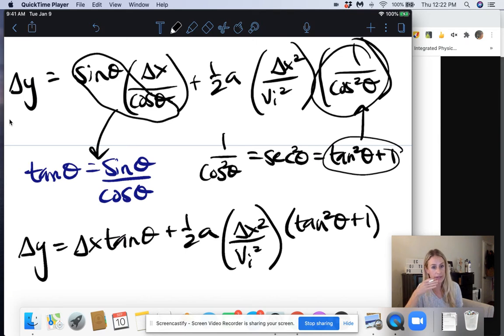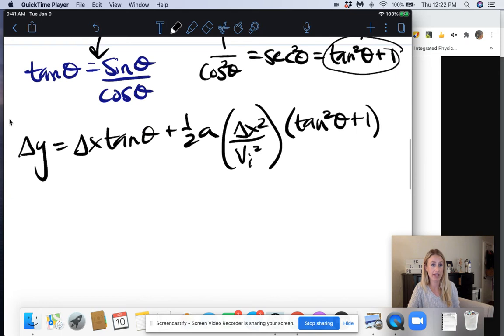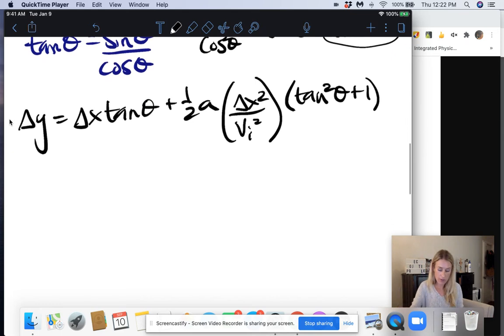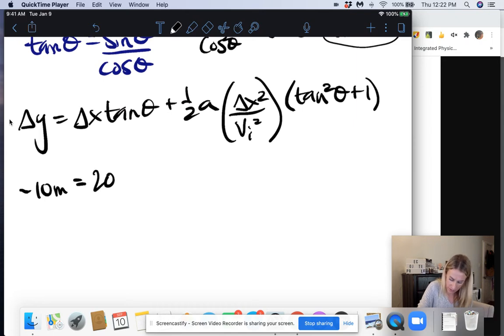Now what I'm going to do here is start plugging in the numbers for all of the other stuff that I know. So I know delta y, because I'm using a height of 10, is negative 10 meters. Delta x is that 20 meters times the tangent of theta. And then I'm going to be subtracting, well, adding 1/2 times negative 9.8.